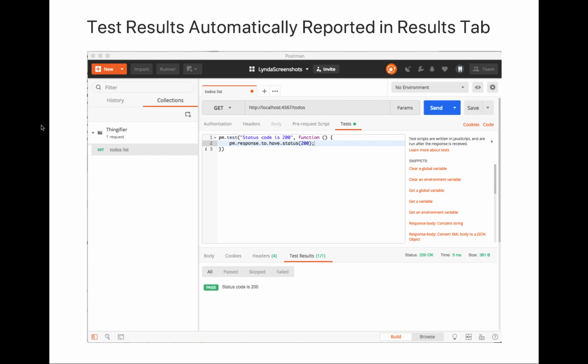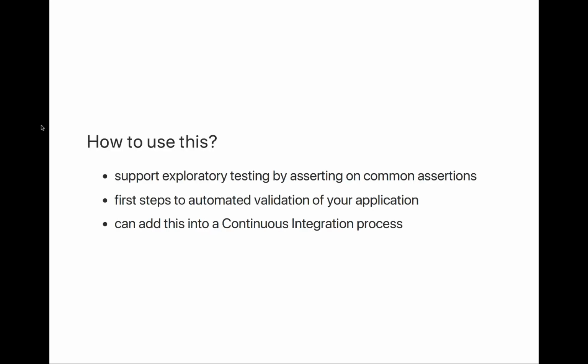When I send the request, the code in the test will run and the results will be shown in the test results tab. Now I can use this to support my exploratory testing by adding common assertions into the test tab, and they'll always be run when I do my exploratory testing. So I never have to check whether it was a 200 message because it will always be asserted. I can move towards more automated validation of the application by using the Postman runner to create a set of requests which are automatically sent and the assertions automatically reported on each time. And you can even add this into a continuous integration process if you want to.